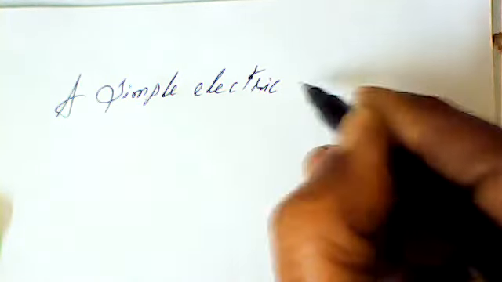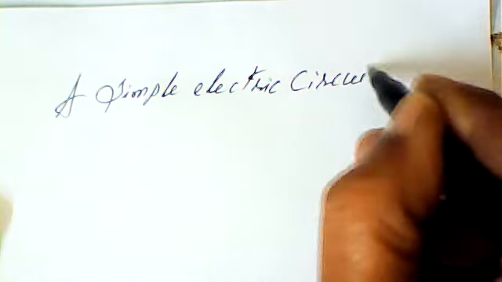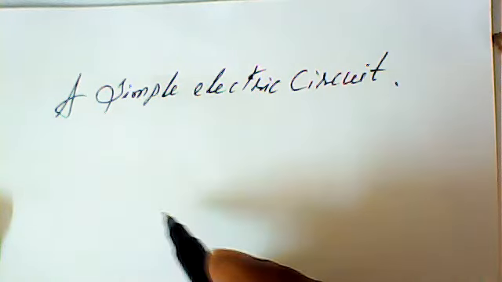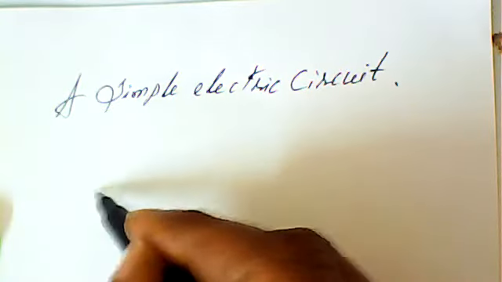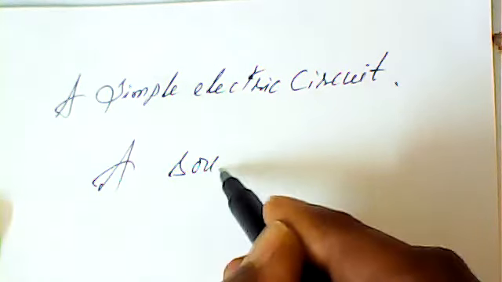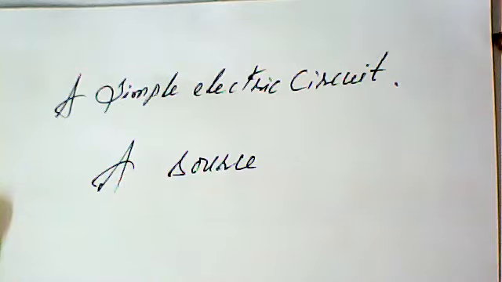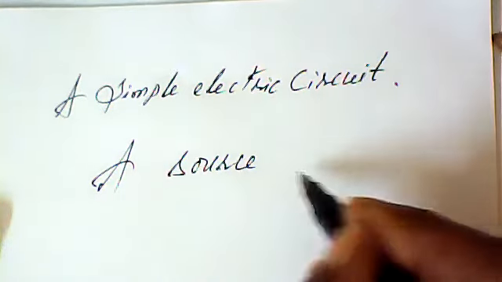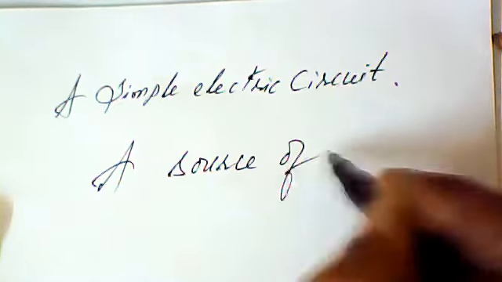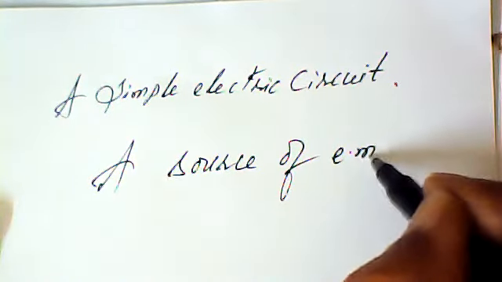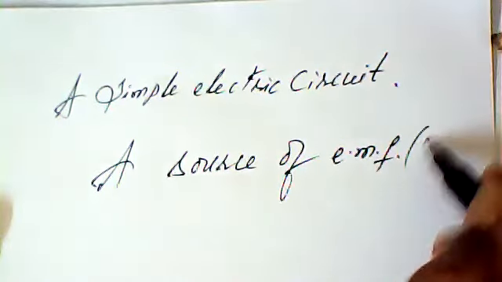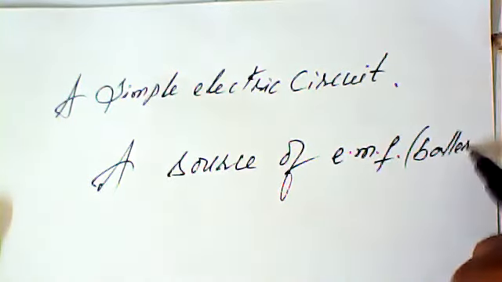What a simple electric circuit consists of? A simple electric circuit consists of a source. Source means a source of energy, electrical energy, that is battery. So a source of electromotive force. Electromotive force is nothing but what we are getting from battery.